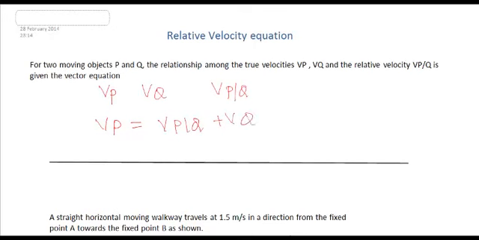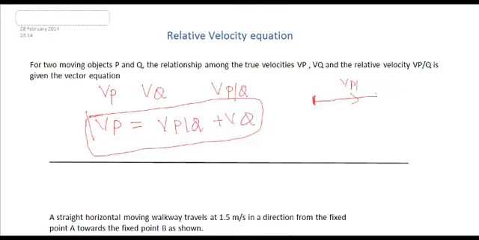So this is the equation we are going to use to solve some problems. Okay. So velocity of P is velocity of P with respect to Q plus velocity of Q. Look at this diagram. Let's see, this is the velocity of P with respect to Q, and this is the velocity of Q. So then the sum of these two is nothing but the velocity of P. Look at this example.